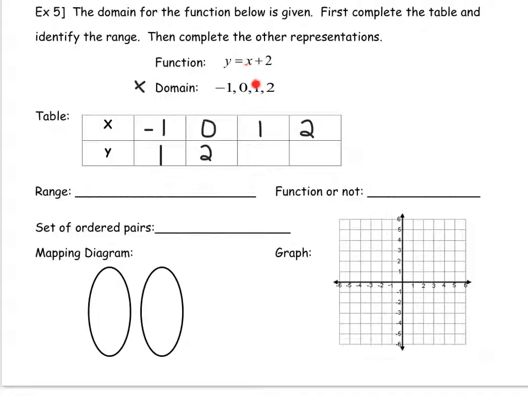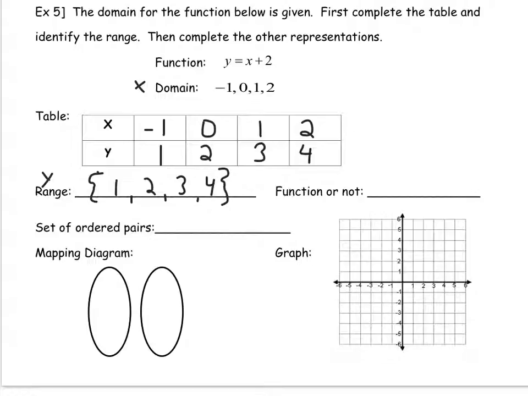Put in a 1 right here. 1 plus 2 is equal to 3. And then lastly, I take the 2 plus 2, and that's equal to 4. Then I list the range. The range, remember, is going to be the y values. Domain is x, range is y. So I just list the range, let me back up there. So the range is going to be 1, 2, 3, and 4.